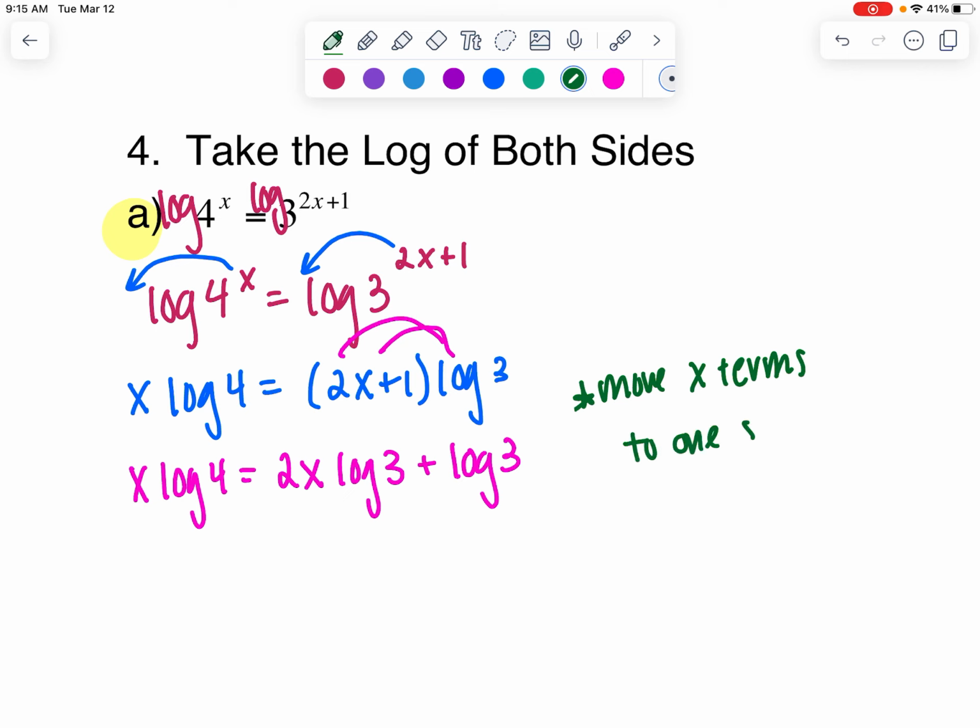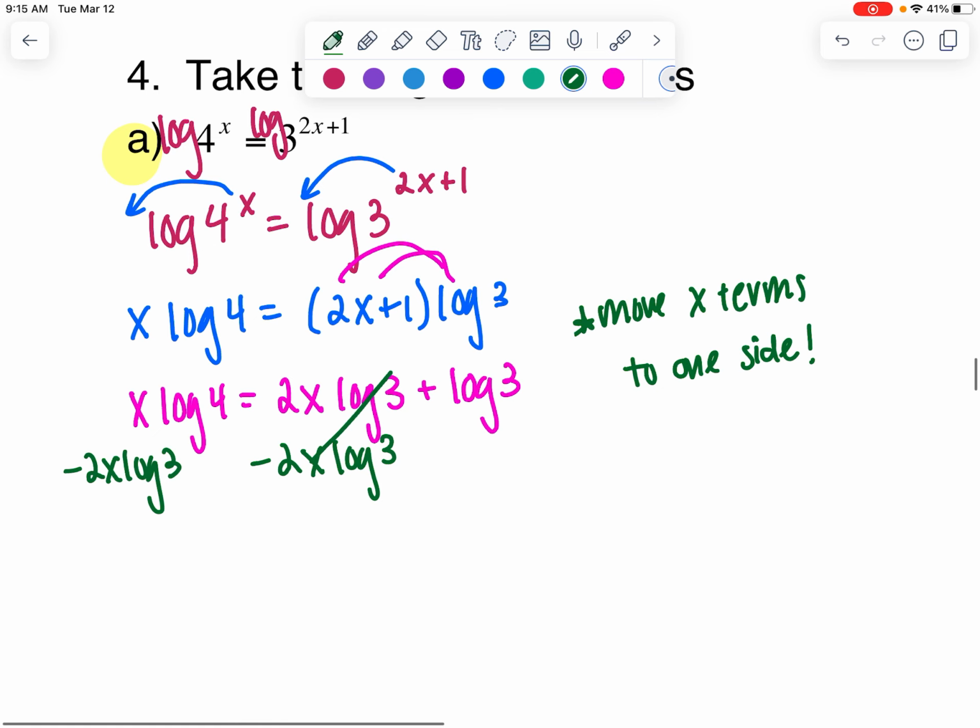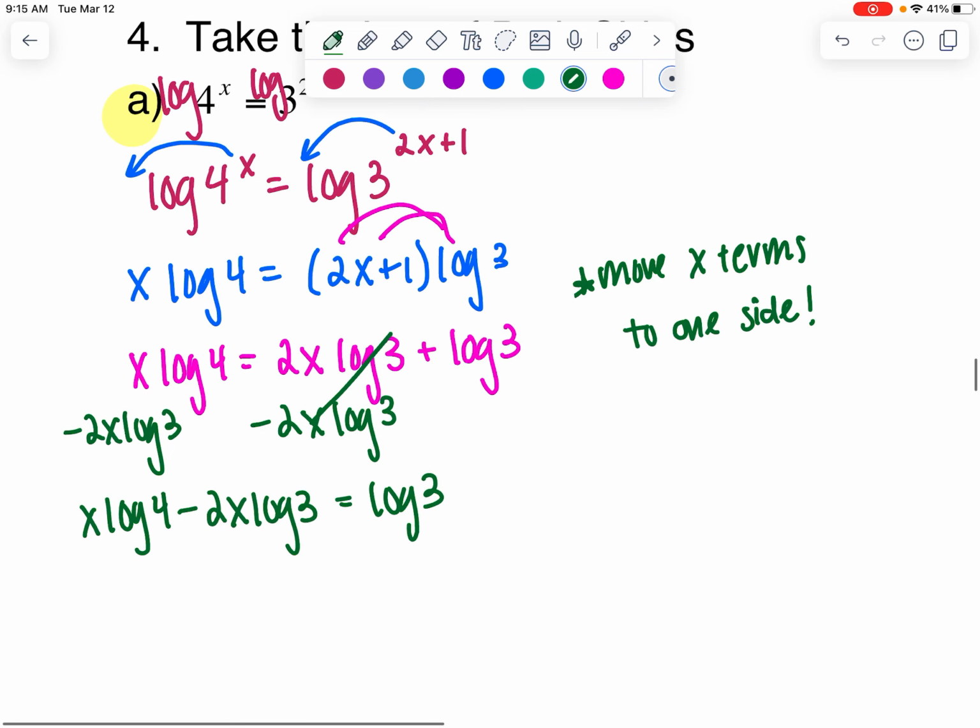In this case, I'm just going to go ahead and subtract the 2x log 3 on both sides. These guys cancel out, and we get x log 4 minus 2x log 3 is equal to log 3. I can't just subtract these guys, because technically it's log 4 and log 3, so it wouldn't be negative x log 4 or whatever, right? You have to write it like this.